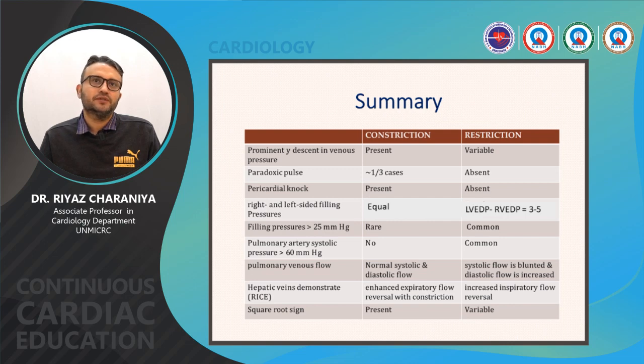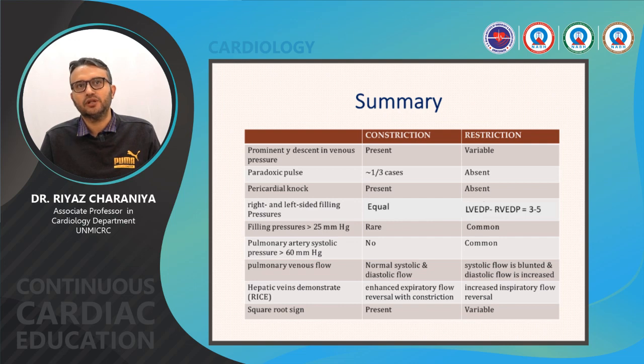So to summarize, a prominent Y descent may be present in both. Paradoxical pulse, which is a pulse with low amplitude during inspiration, happens more with cardiac tamponade, but it can be seen with constrictive pericarditis also. It's seen in constrictive pericarditis in about 30% of the cases, but it's absent in restrictive cardiomyopathy. Now you can even find a pericardial knock, which is present after S2, in constrictive pericarditis.